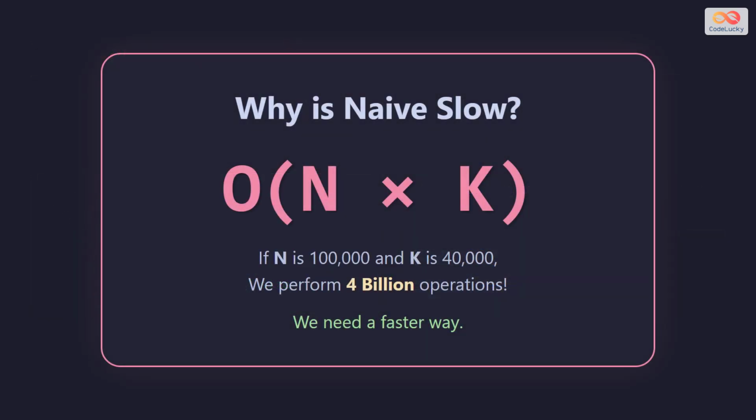This naive approach leads to a time complexity of O(n times k). If your array has 100,000 elements and your radius is large, you could end up performing billions of unnecessary operations. This is too slow for large datasets, so we need a better strategy.